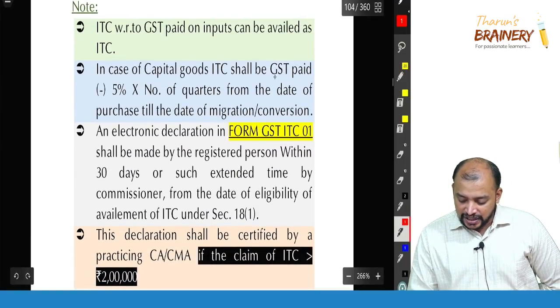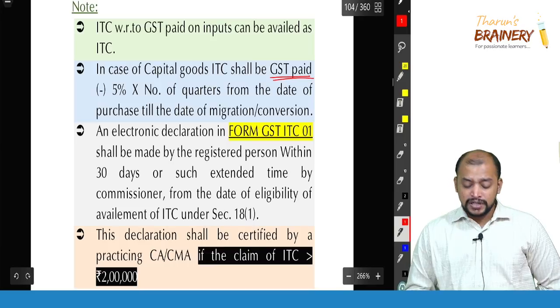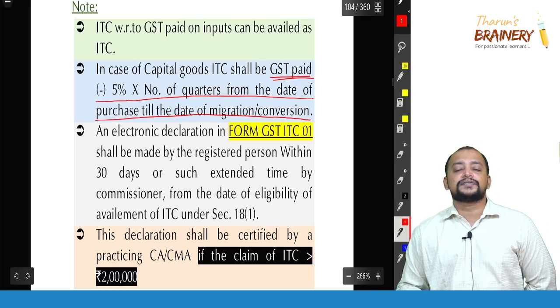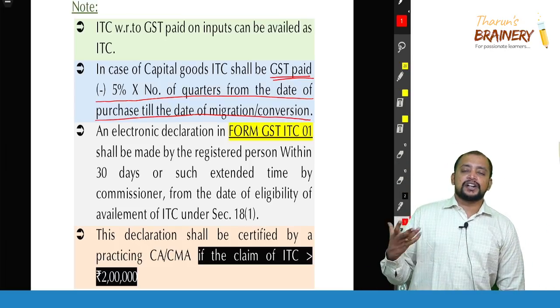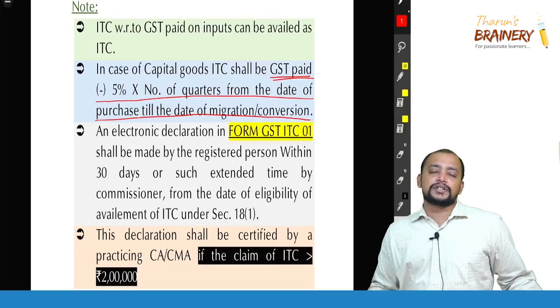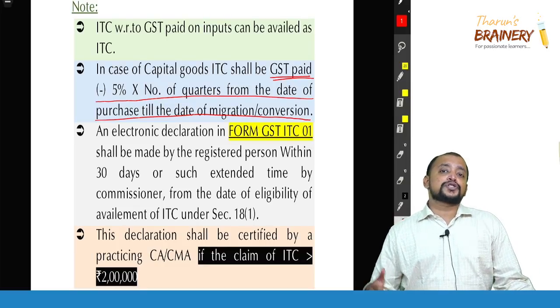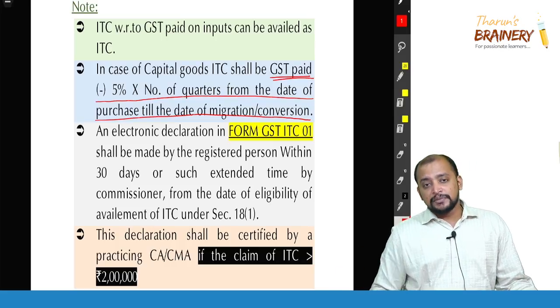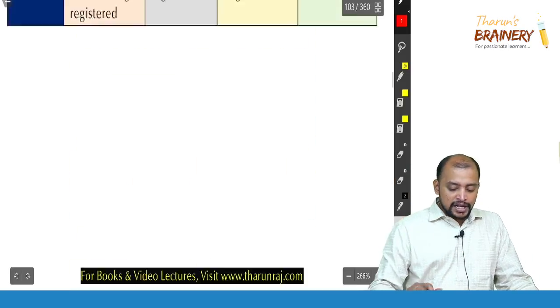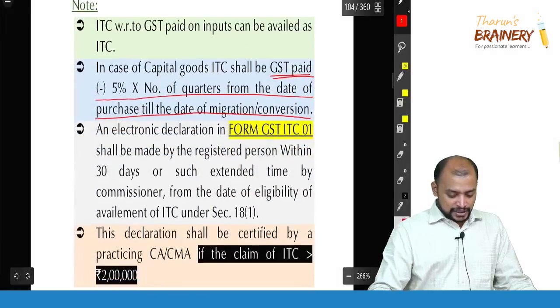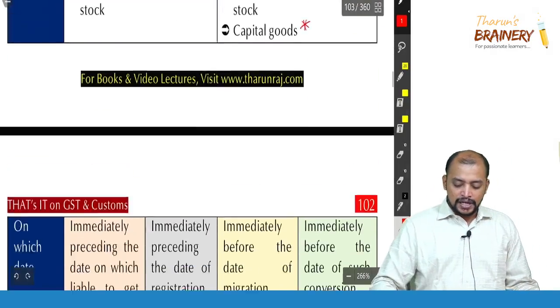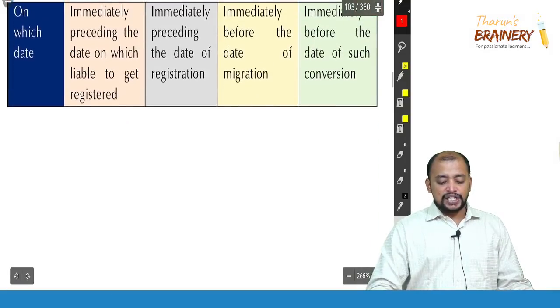So ITC shall be the GST paid on capital goods as reduced by 5% for every quarter or part thereof from the date of purchase till the date of conversion. That should be taken out, and the remaining credit I will take on capital goods. Say the capital goods is used for 3 quarters. So 3 into 5, 15% will be taken out, and the remaining credit I will take now. That is in case of capital goods. And then which date do we need to take closing stock?